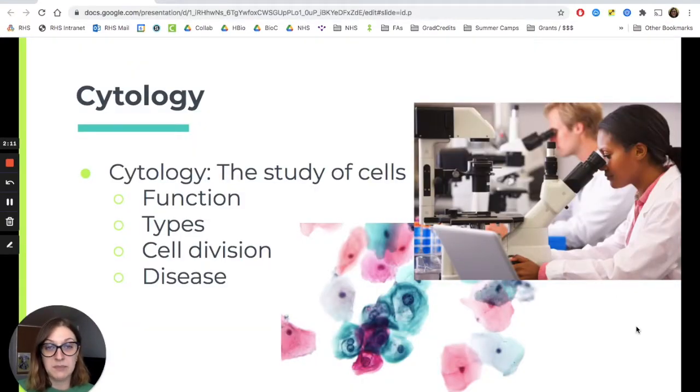Many scientists spend their entire careers studying cells, and this is called cytology. In cytology, a scientist might specialize in learning about the function of a type of cell or some of the structures inside of that cell. They might look at different types of cells. They might study how cells divide, and they might study how all of those things affect the human body and cause disease.